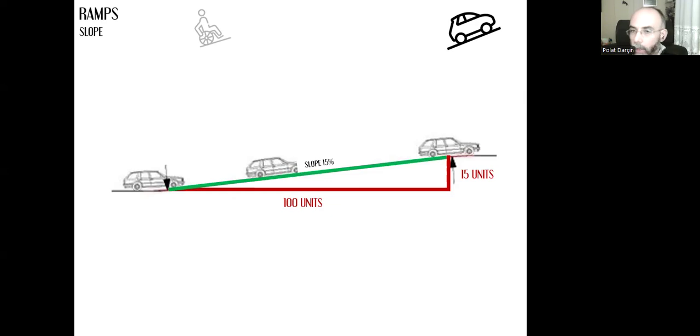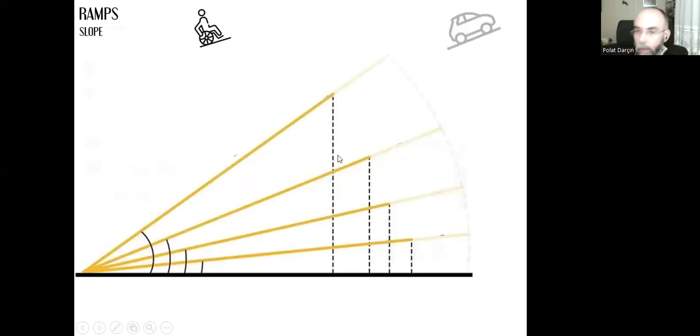The slope of this line is 15%, because it goes 15 centimeters upwards for 100 centimeters. That's why we call it 15%.